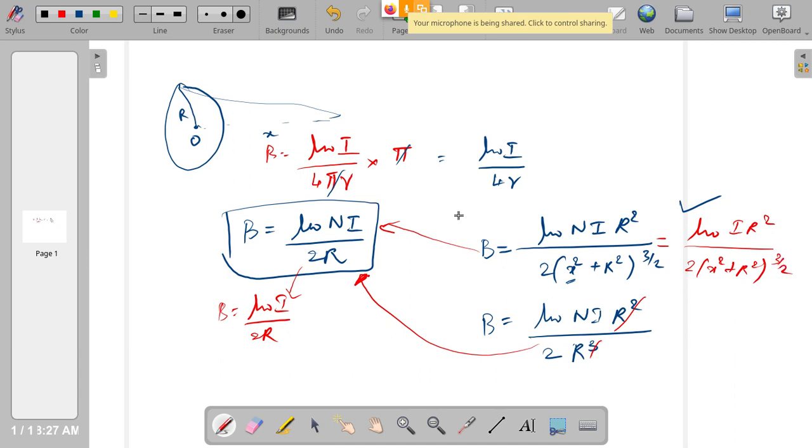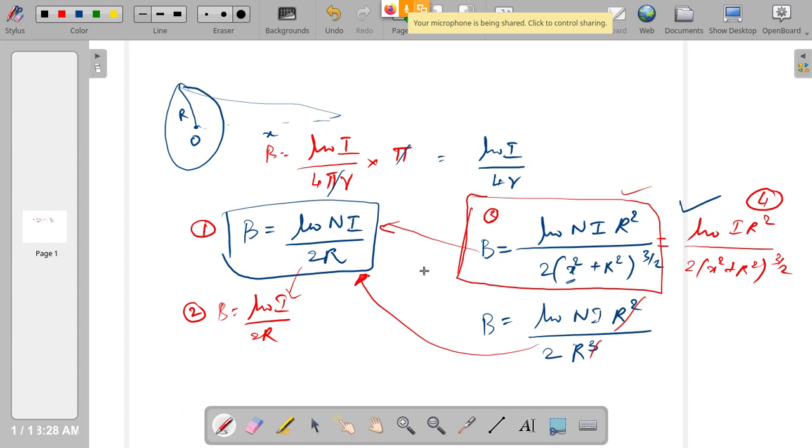So all I ask you is to remember only one formula, and this is the formula. For all circular loop based problems, you will use this one directly. You don't have to remember all the four formulas. See, I have written 4 here: 1, 2, 3, 4. Out of these 4, all you are remembering is only 1. From there you can get anything.